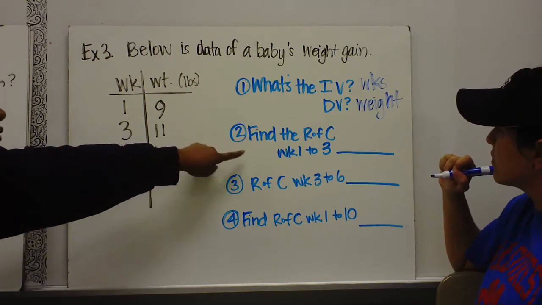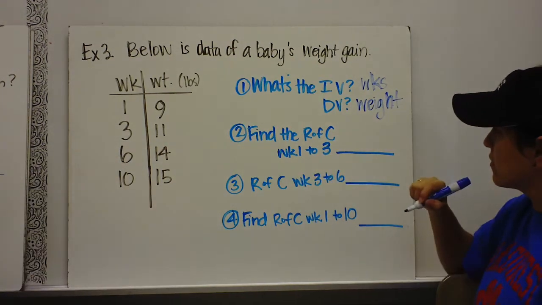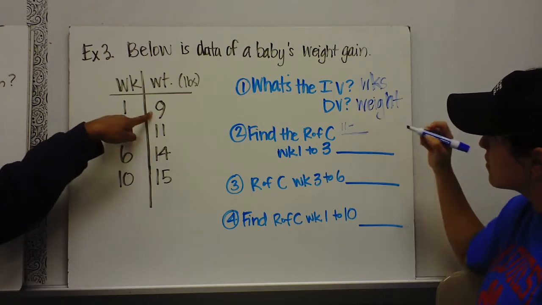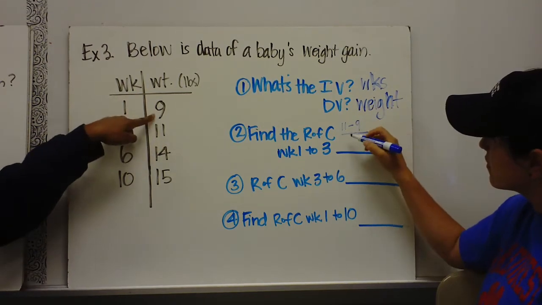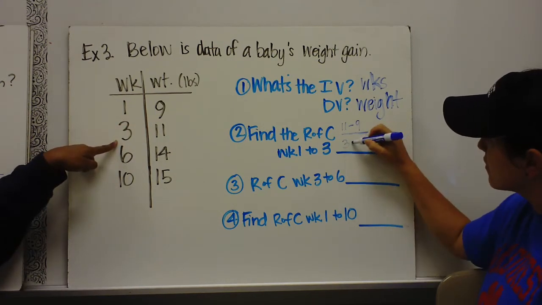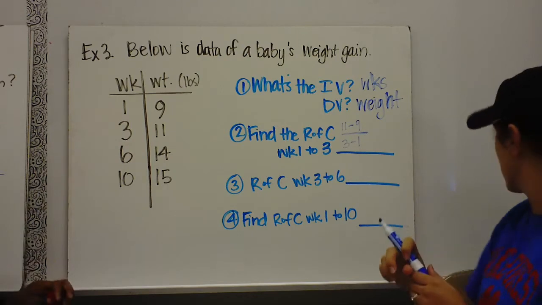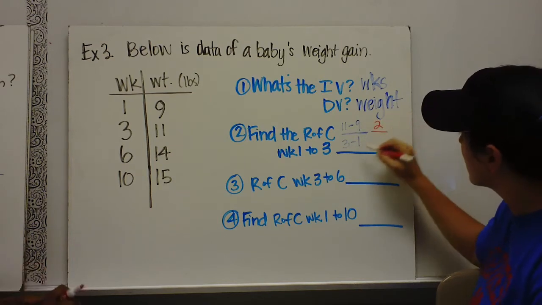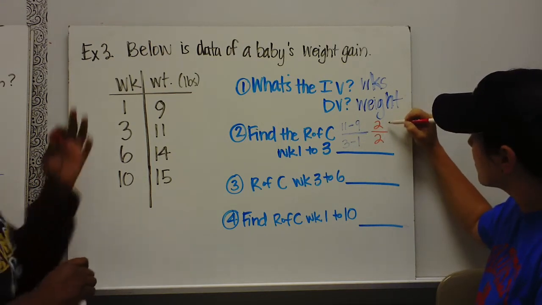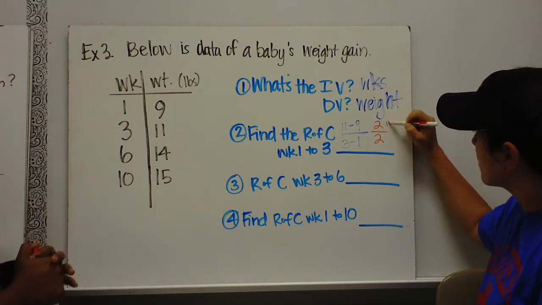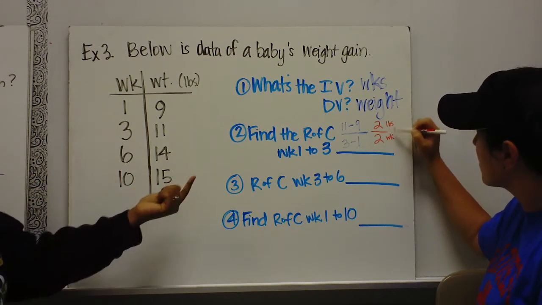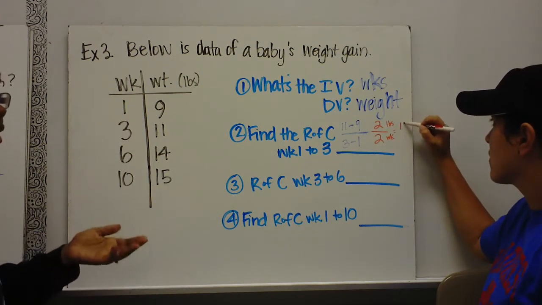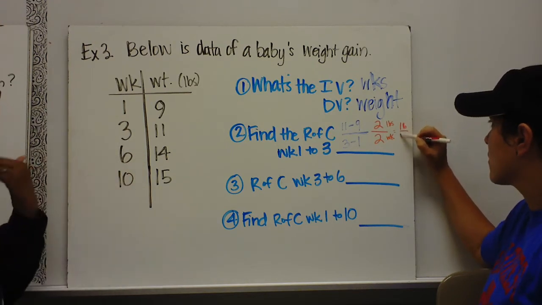So Ms. Hannah asks us to find the rate of change between week 1 and week 3. So at week 3, the baby weighed 11 pounds. And week 1, they weighed 9 pounds. So you're going to do 11 minus 9. And then you're going to subtract the time, which is 3 minus 1. 11 minus 9 is 2. And 3 minus 1 is 2. So if we just looked at this ratio, it's saying that the weight change was 2 pounds every 2 weeks. We could simplify that, which would still be the same thing as 1 pound every 1 week.